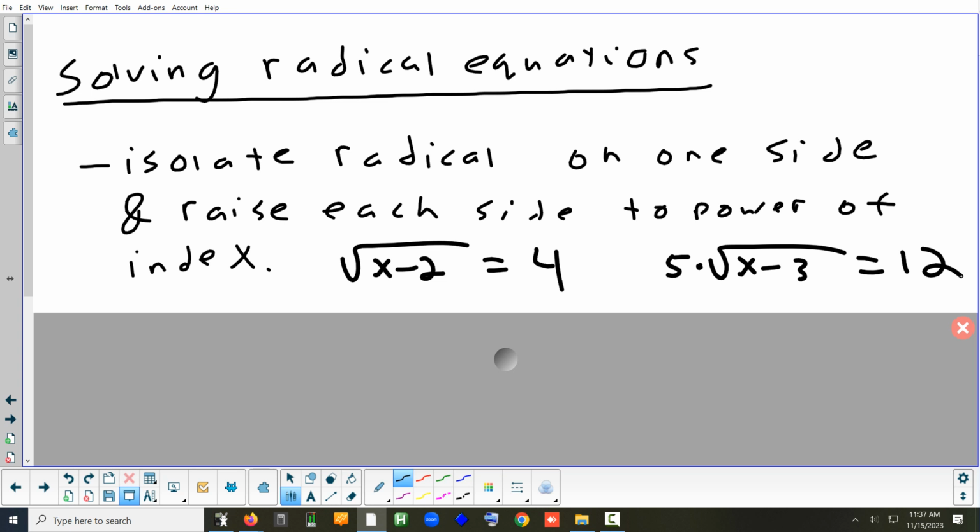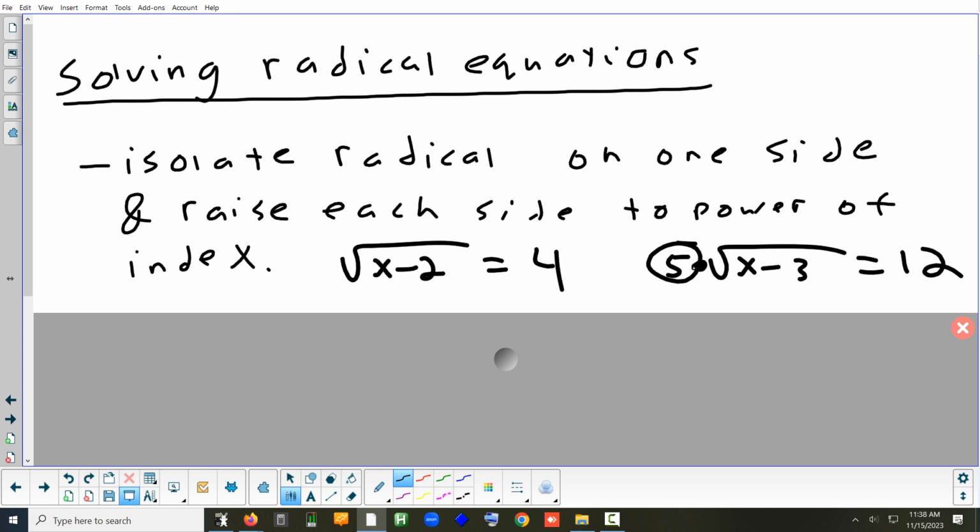In the one on the right, there's something on the outside of the radical. So if you were going to solve this one, the first thing you have to do is get rid of this 5. How would you move this times 5 to the other side? Yeah, you divide each side by 5. And then you'd have the square root of x minus 3 equals 12/5. And then you go from there.